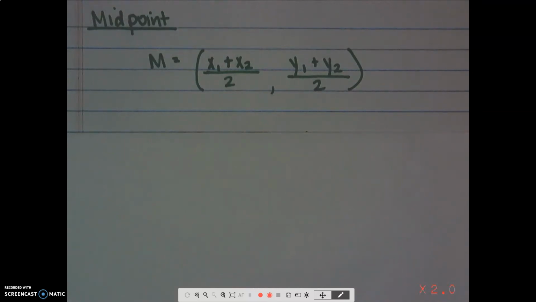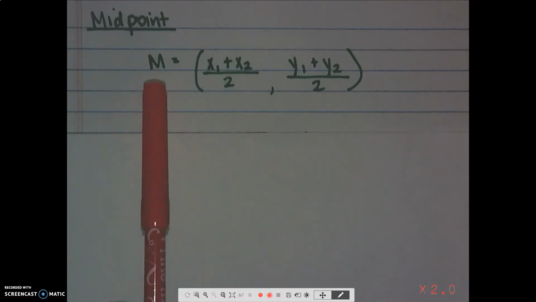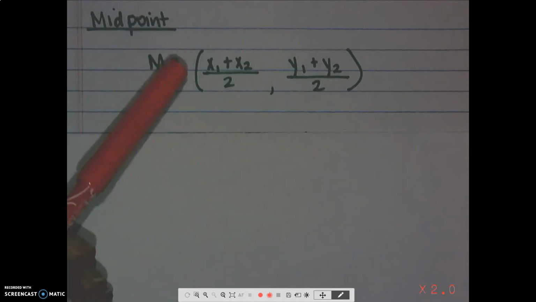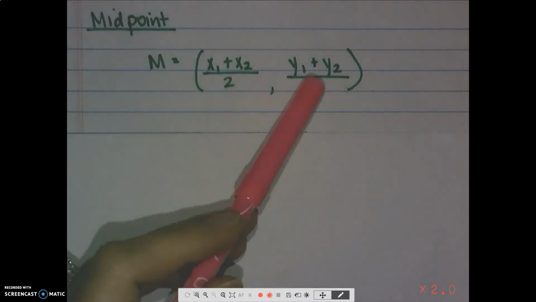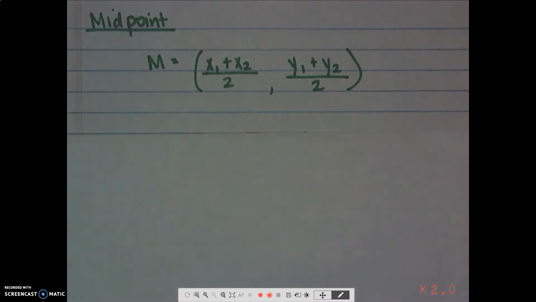Today we're going to be talking about midpoint. To find the midpoint between 2 points, we're going to use this formula. Capital M for midpoint, not lowercase m like we used for slope, equals (x1 plus x2) divided by 2, comma, (y1 plus y2) divided by 2. If you have 2 points and you're trying to find the middle between them, you're going to average those together.